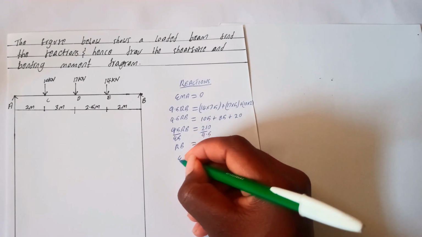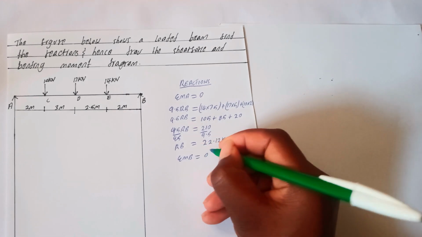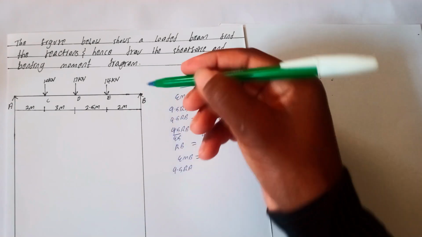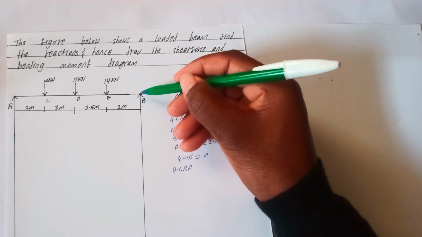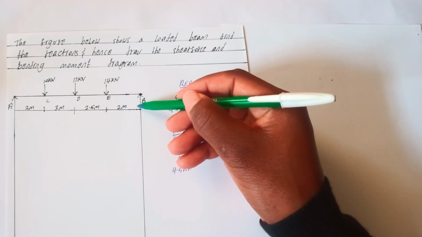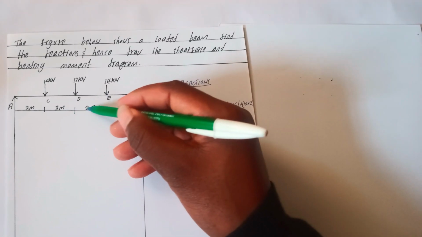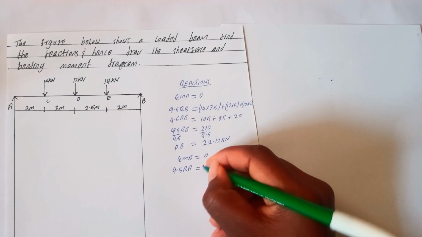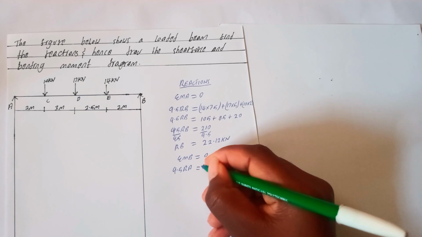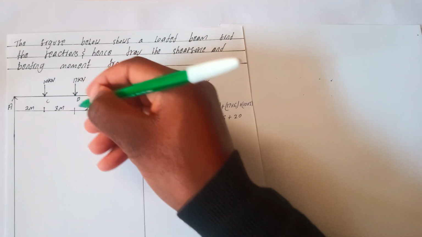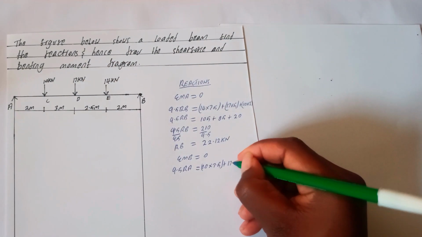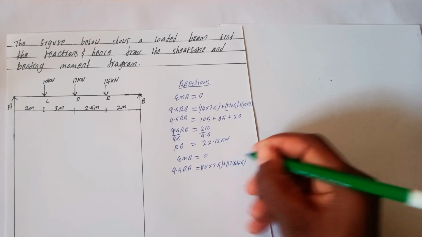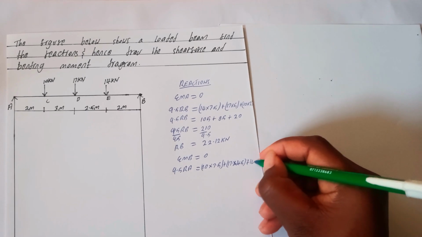Then I look for reaction at A. So summation of moment at B will be zero. 9.5 RA, now I'm summing my moment at B. So it will be 10 times total distance here, which is 3 plus 5.5, that is 7.5. So it's 10 multiplied by 7.5. Then I'll add 17 times 4.5 plus 14 times 2.